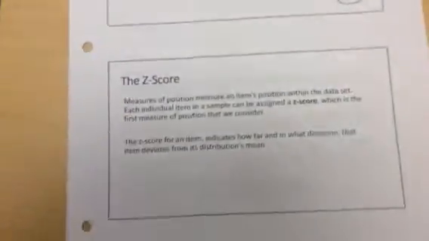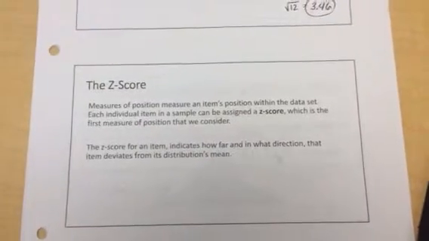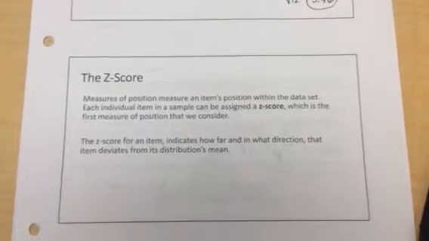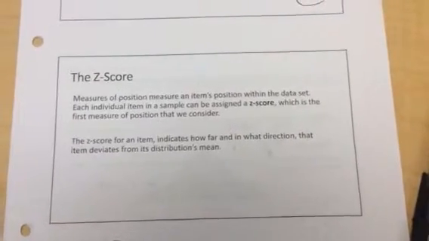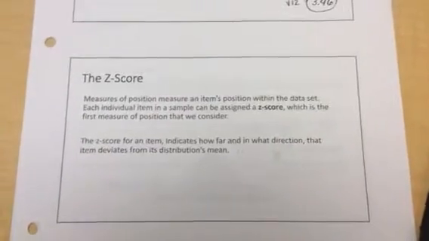All right, moving on to z-score. So z-score is a measure of position. It measures the position of an item within a set of data. Each individual item in the sample can be assigned a z-score, which is the first measure of position that we look at.